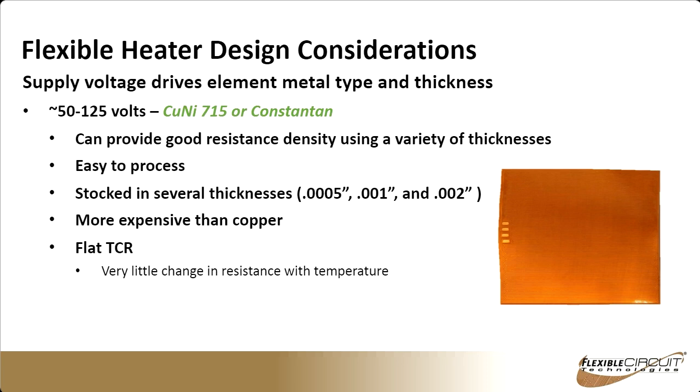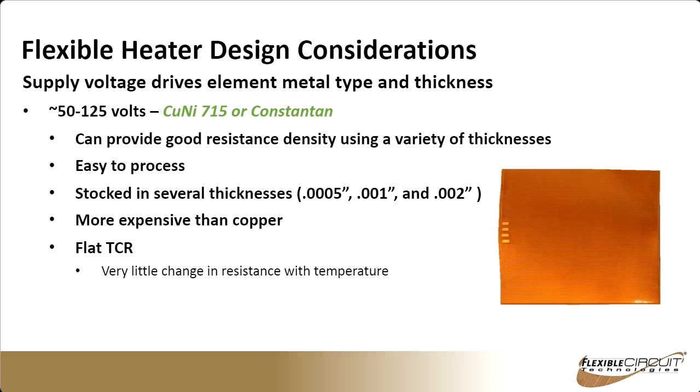The next option would be Cupronickel 715 or Constantan. Both of these are copper nickel alloys. Cupronickel is about 70% copper and 30% nickel. Constantan is about 55-45. They have very similar properties from a resistance standpoint. We typically use these up to about 125 volts.